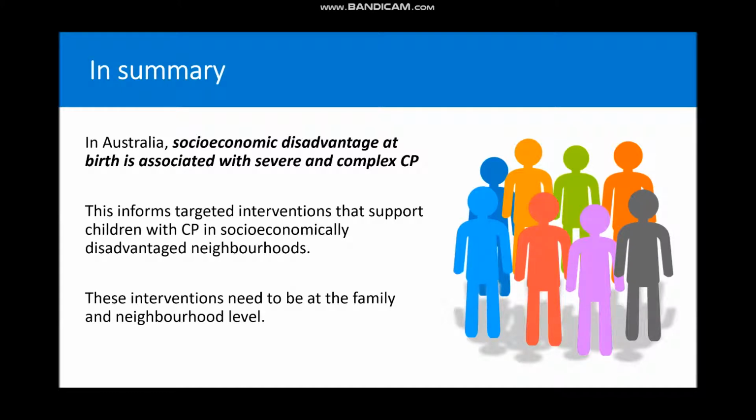So in summary, our paper found that in Australia, socioeconomic disadvantage at birth is associated with severe and complex cerebral palsy. This is an important finding as it informs targeted interventions that support children with CP in socioeconomically disadvantaged neighbourhoods and communities. And these interventions, we have now found, need to be at family and neighbourhood level for us to improve the outcomes of children with CP.